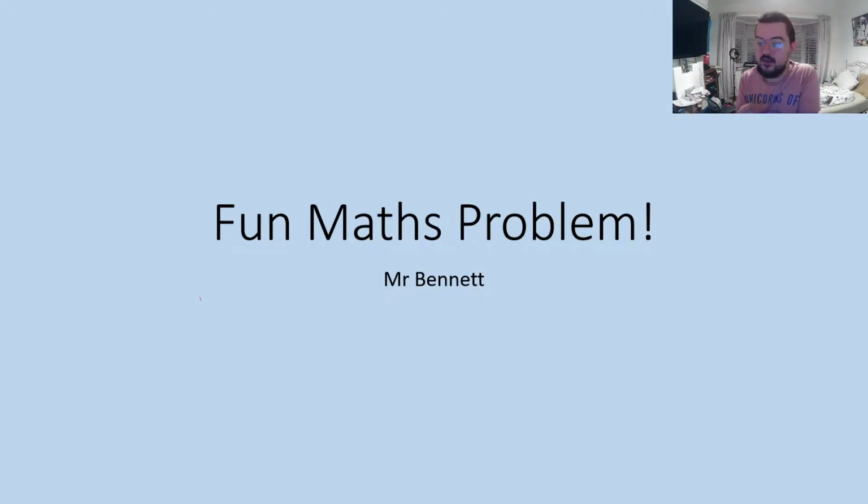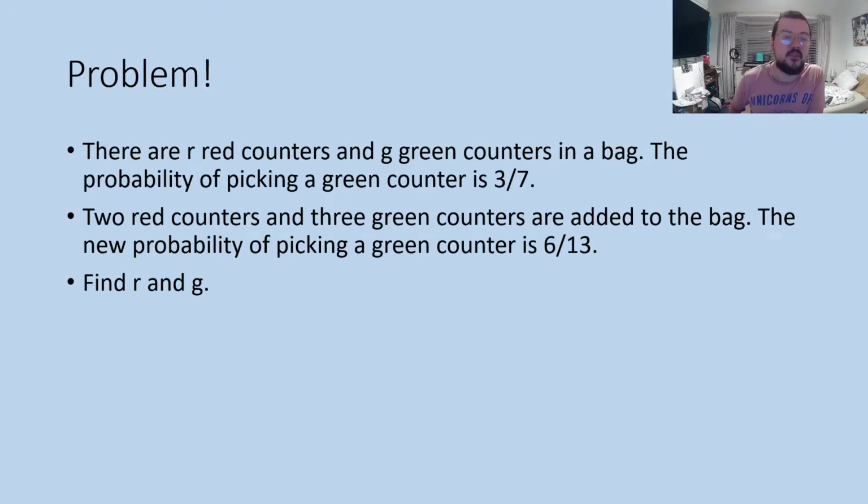So here's a problem that I found whilst in my school time, which was introduced to me by a fellow teacher. I thought it was quite a fun problem, so I thought I'd make a video out of it. And here is the problem. It says there are R red counters and G green counters in a bag. The probability of picking a green counter is 3/7. 2 red counters and 3 green counters are added to the bag. The new probability of picking a green counter is 6/13. Find R and G, so the original number of red counters in the bag and the original number of green counters. So, let's pick up the pen, let's get down to business.